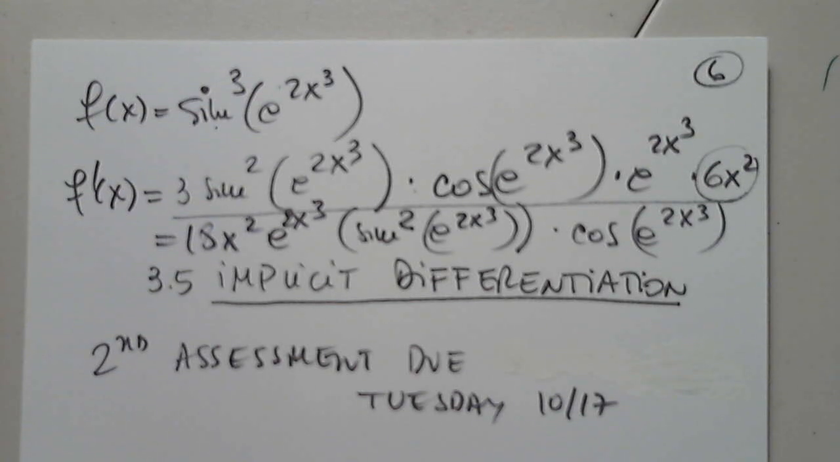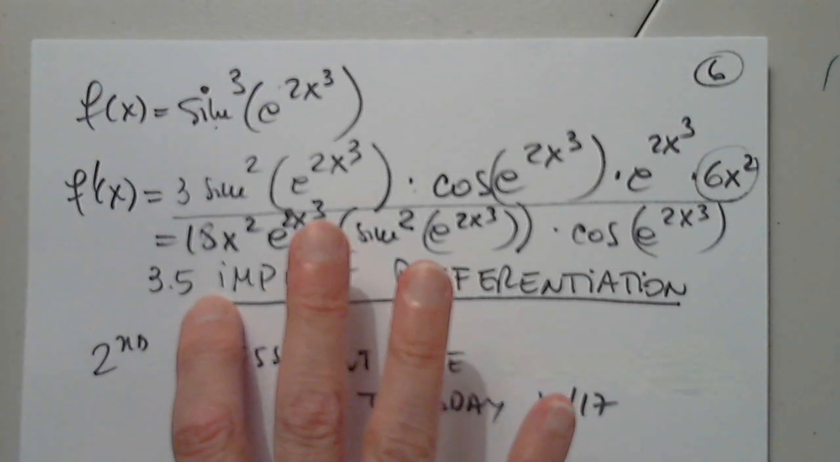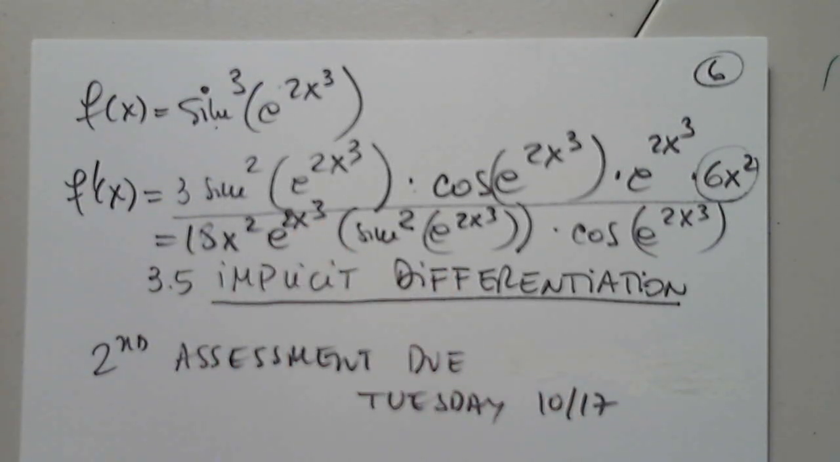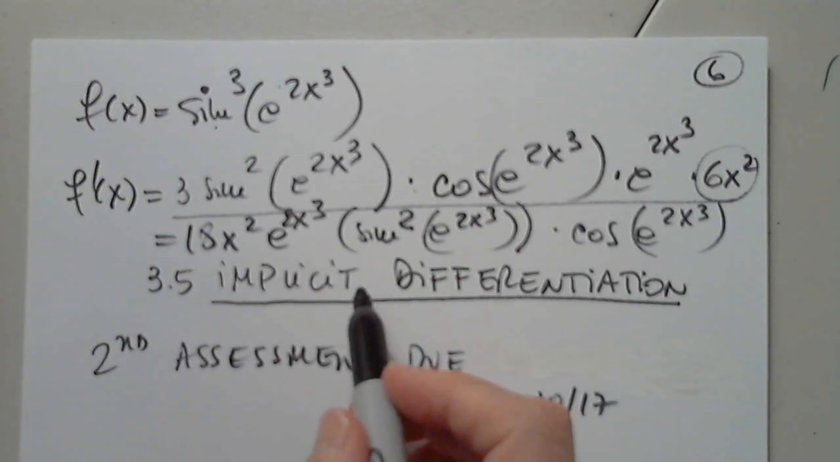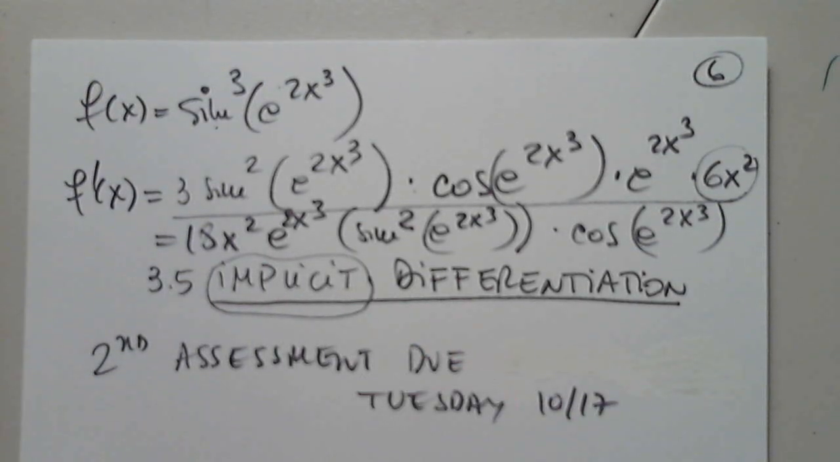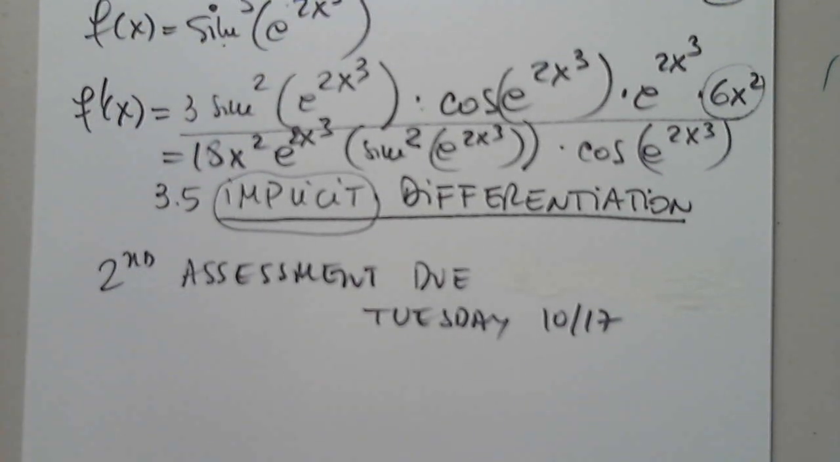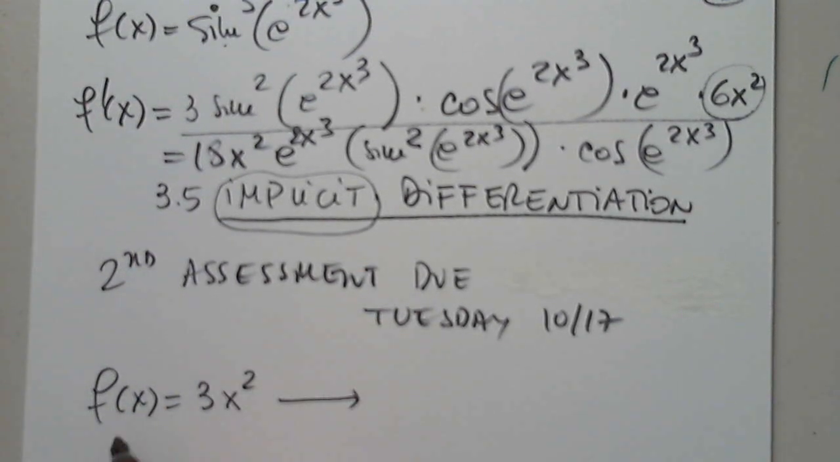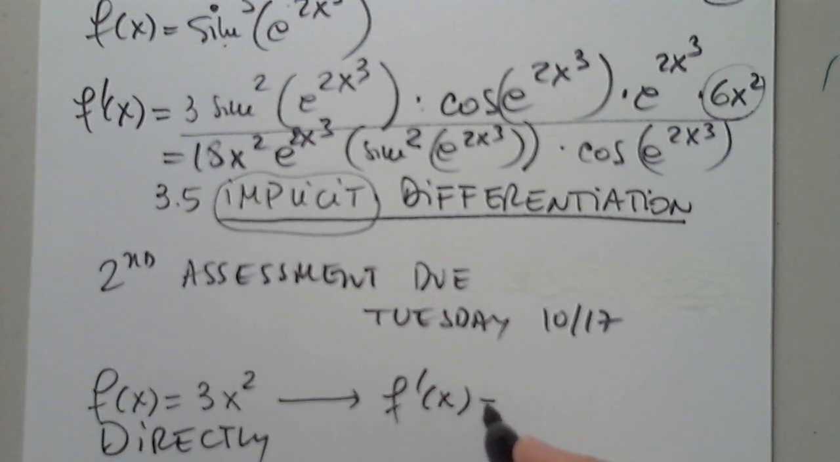Okay. So now we continue with 3.5. So 3.5 deals with something called implicit differentiation. What is this? What does implicit mean? Okay, so if I'm given the function f of x equals 3x squared, this is given directly. It's the function. I'm given the function. In order to find the derivative, I will differentiate and get 6x.